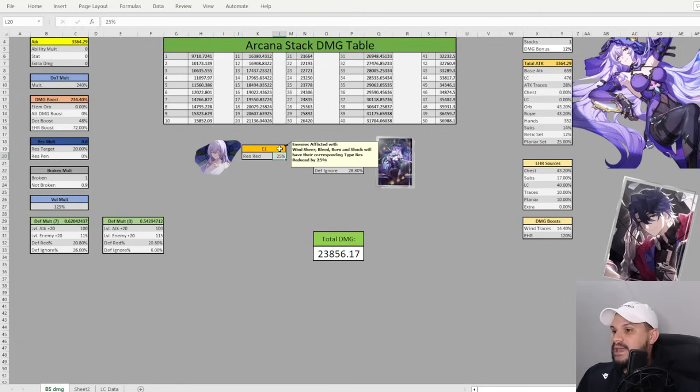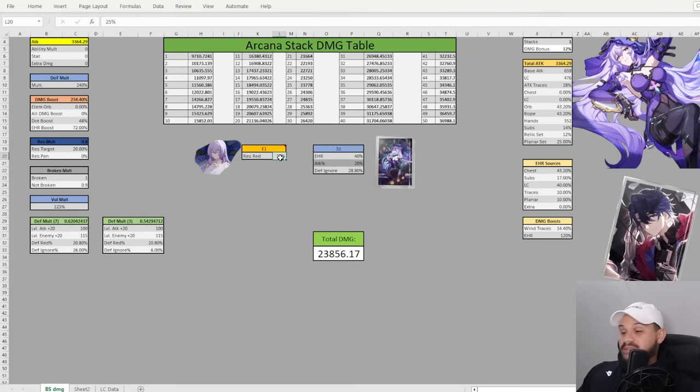So one Arcana stack counts as the enemy having wind shear, bleed, burn, and shock, which means that while the enemy has Arcana, after Black Swan ults, the enemy is going to have 25% resistance reduced to wind, to physical, to fire, and then to shock. It does not stack. She doesn't have 100. It's only 25 for her.